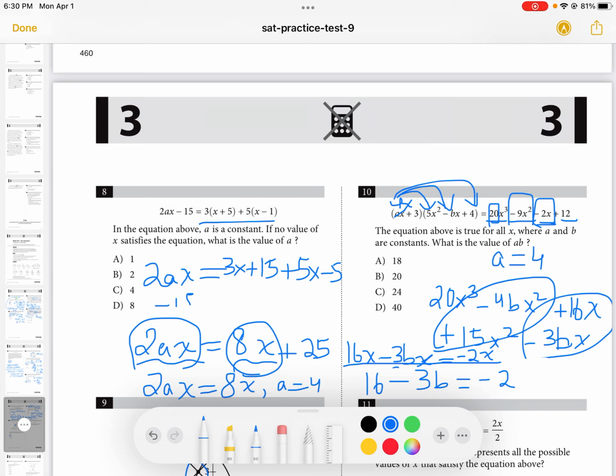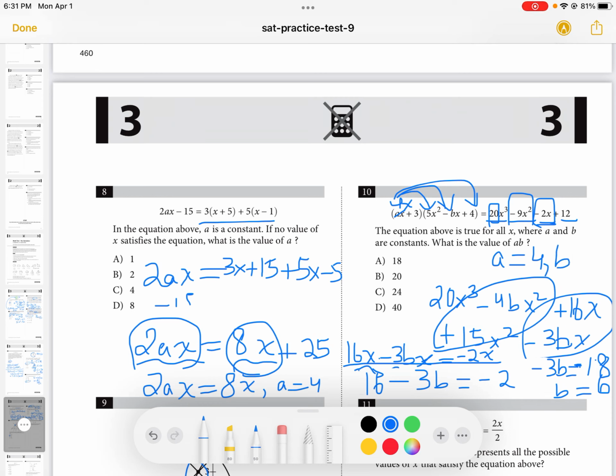So then negative 3b is equal to negative 14. Sorry, negative 18. And then b is 6. So we solve the first equation. I'm going to recap a little bit. 16x minus 3bx has to match that term, negative 2x. So 16 minus 3b is negative 2. Negative 3b is negative 18. b is 6.